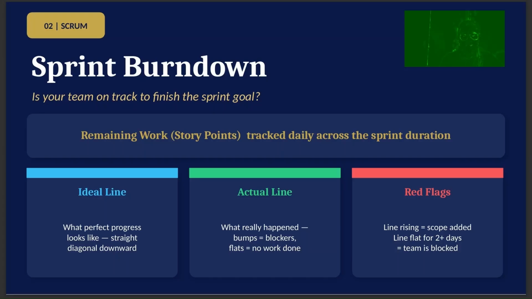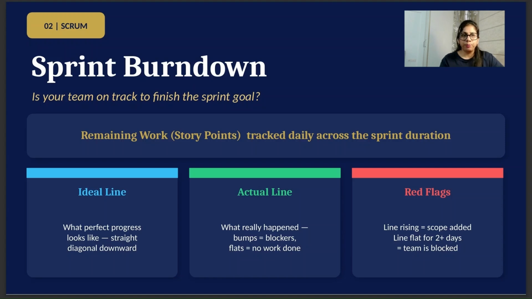The second metric that we will be talking about is the sprint burn down. While velocity actually looks across different sprints to measure how your team is working, sprint burn down is to measure and have a deep insight into one of the sprints. So is your team on track to finish the sprint goal? This is where sprint burn down comes into the picture. The remaining work or the story points tracked daily across the sprint duration.